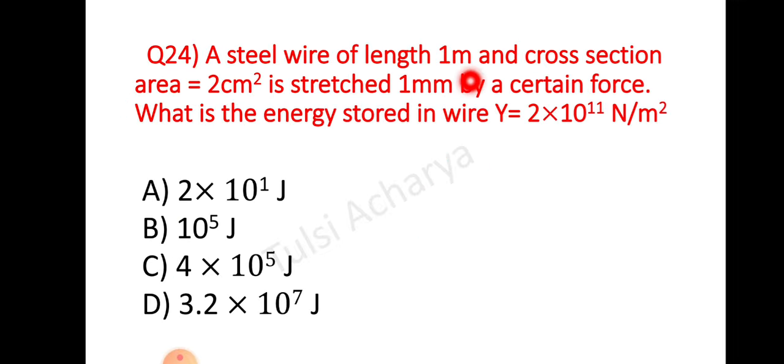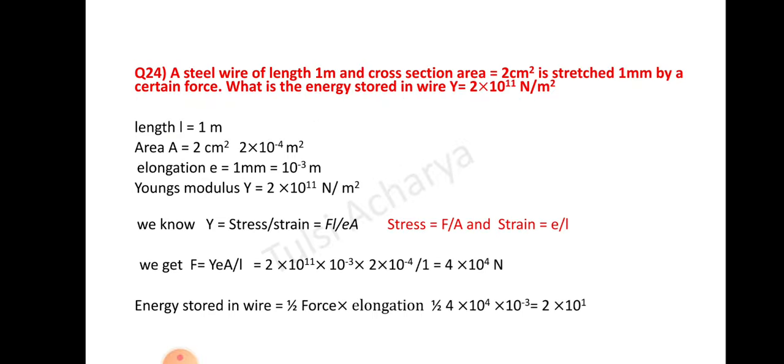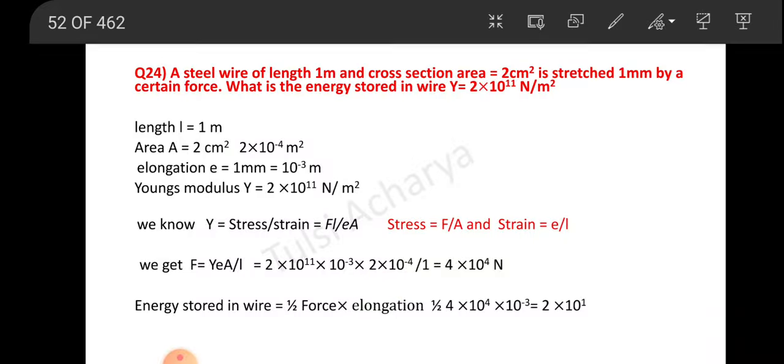A steel wire of length 1 meter and cross section area 2 centimeter square is stretched 1 millimeter by a certain force. What is the energy stored in the wire? We know that this is in SI unit, this is in CGS unit, and we need to convert this. 2 centimeter square will be 2 into 10 to the power minus 4 meter square, and 1 mm is equal to 1 into 10 to the power minus 3 meter. Now we know that the energy stored is given by half into force into elongation. Elongation is this extension, here it is 1 millimeter. Now we need to find force from the given information.